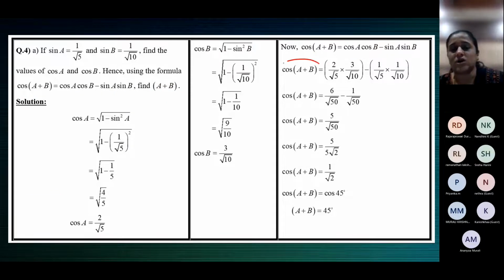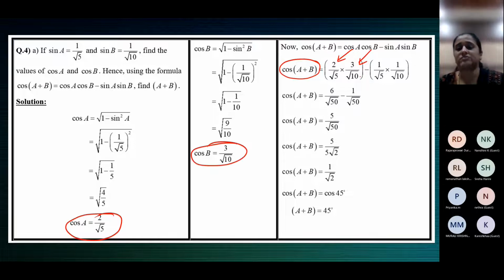Write this cos of A plus B as it is. We know that cos A is 2 by root 5. And what is cos B? Cos B, we know that it is 3 by root 10. So substitute. Cos A into cos B, minus sin A, which is 1 by root 5, into sin B, which is 1 by root 10.